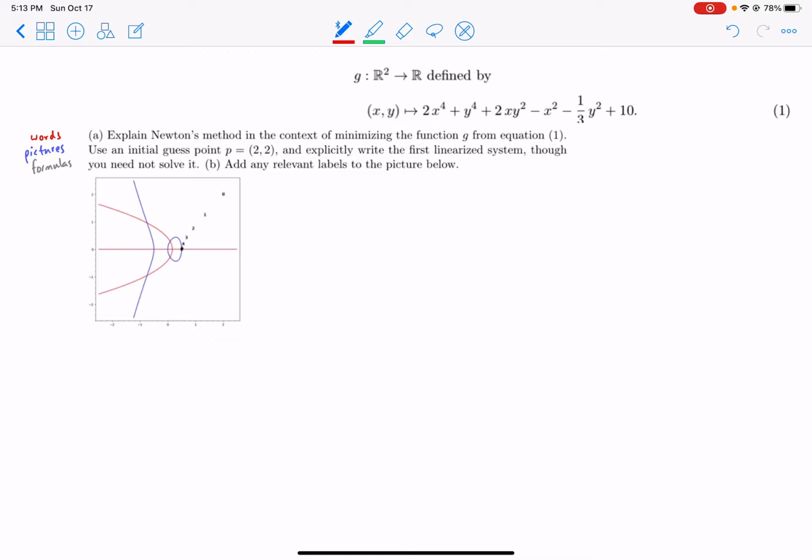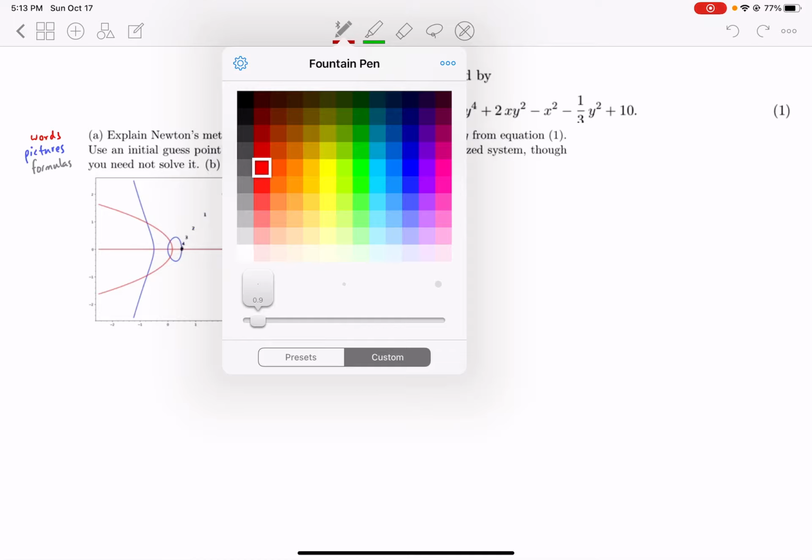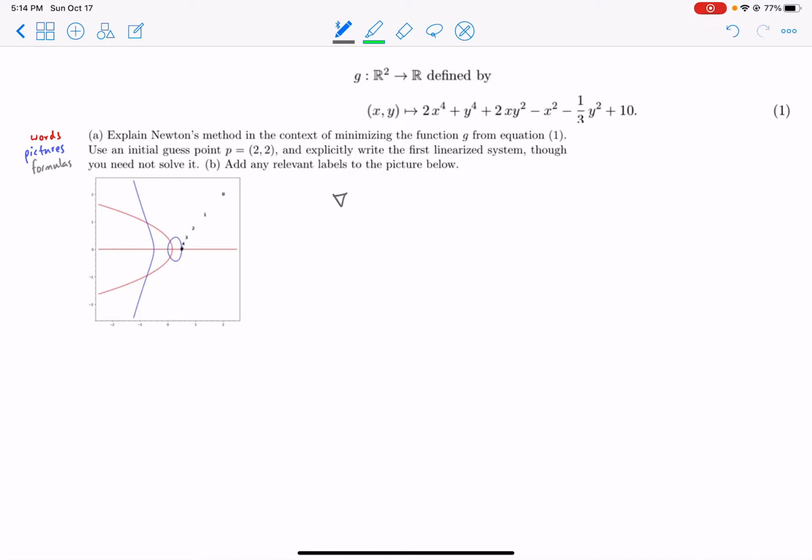Hi everybody. So part A, explain Newton's method in the context of this equation, this problem that we've been working with. It says use an initial guess of 2, 2 and explicitly write the first linearized system, though you need not solve it. Okay, so first thing I'll do is calculate the gradient of g. We're trying to minimize a function g, and so we want to find where the gradient is 0, and those are the critical points. So first we'll just compute the gradient.